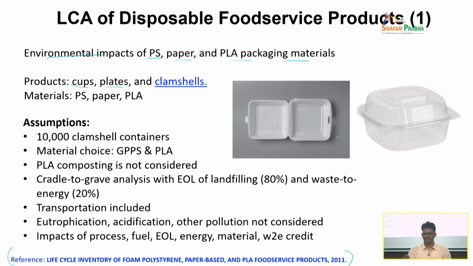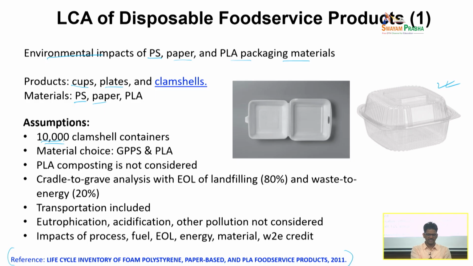So the clamshells are basically this kind of dabba you have seen, right? You can close and open. You would have seen this kind of containers for, let's say, storing fruits, sometimes even sandwiches also. So those are called clamshells, and the materials are here. As I said, polystyrene, could be paperboard, it could be PLA. So this report actually gives a lot of data for cups, plates and clamshells, but here I am taking only the clamshell as an example.